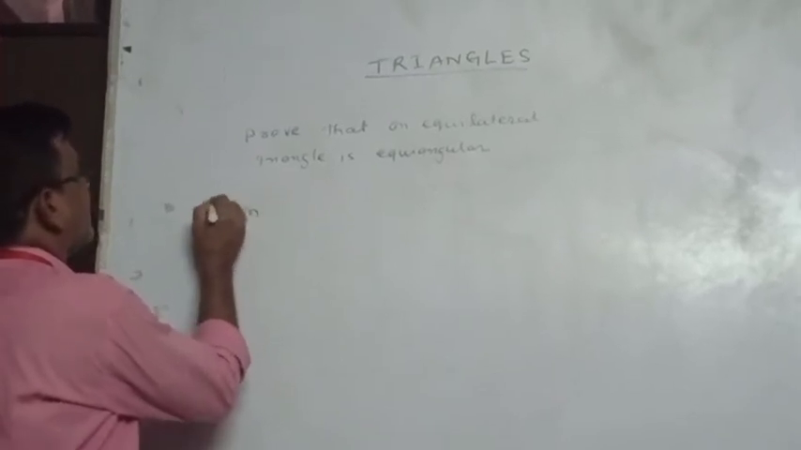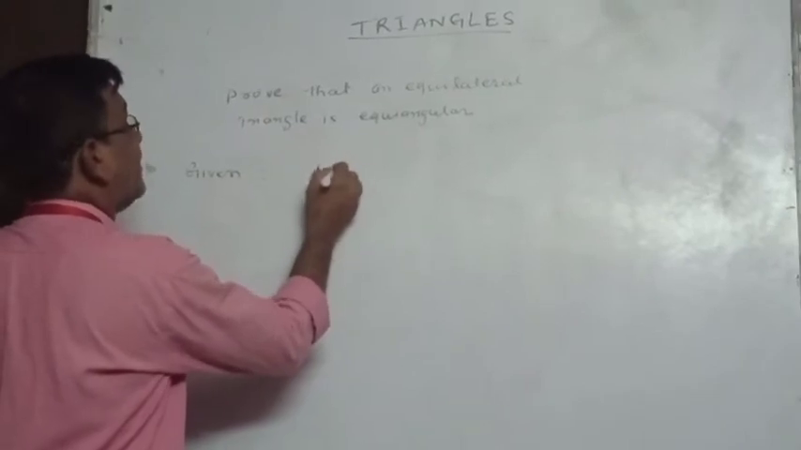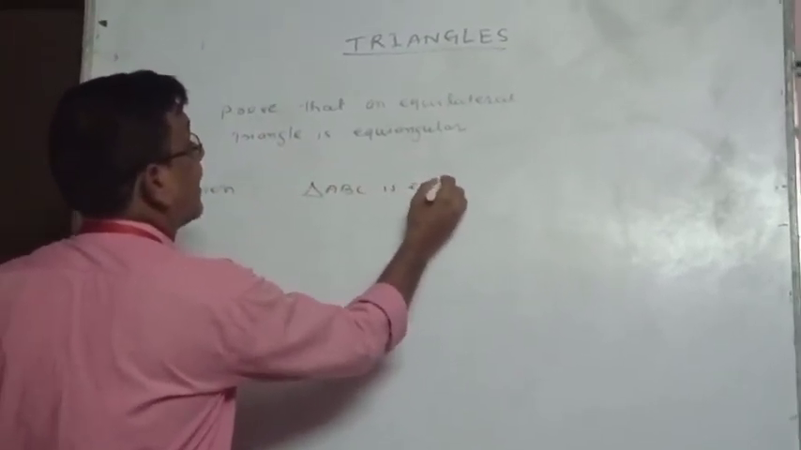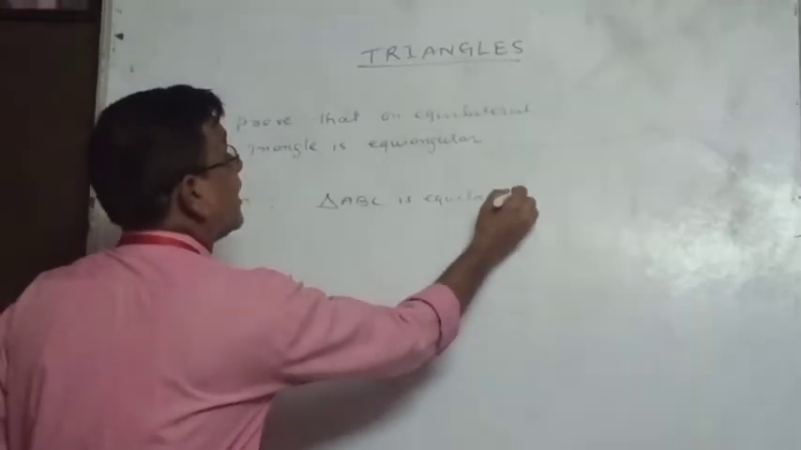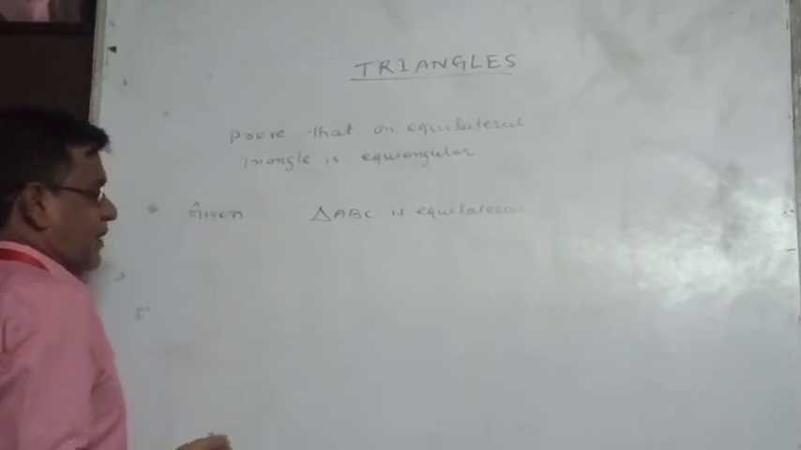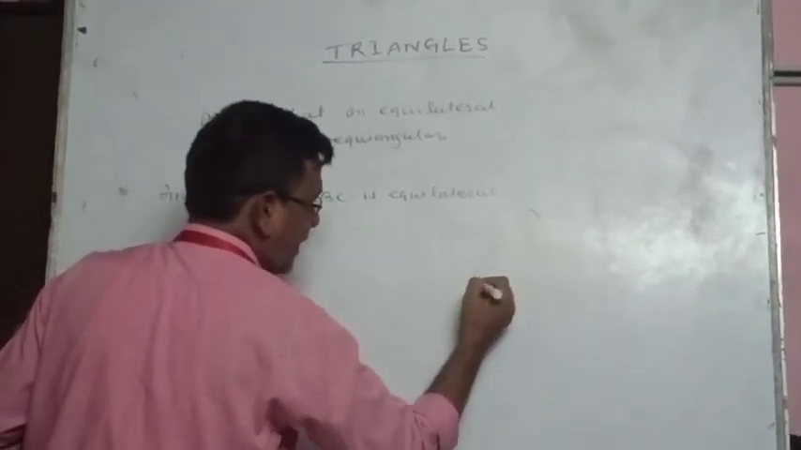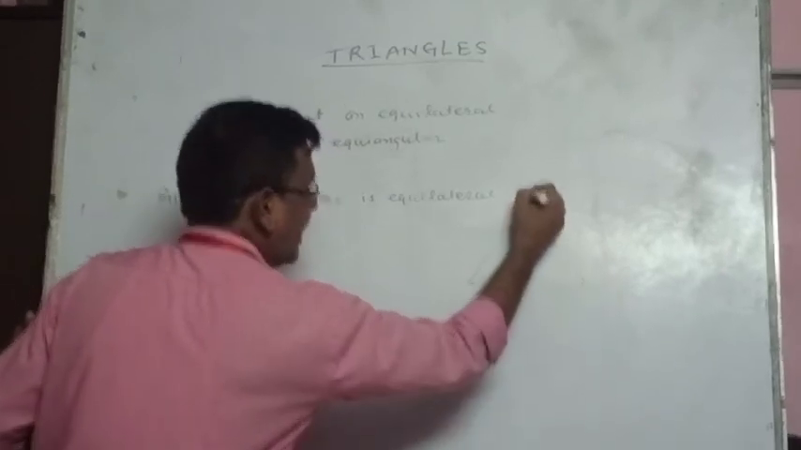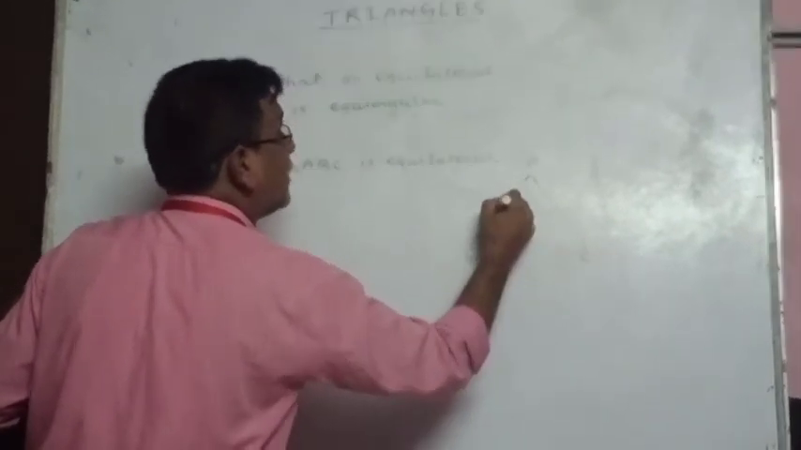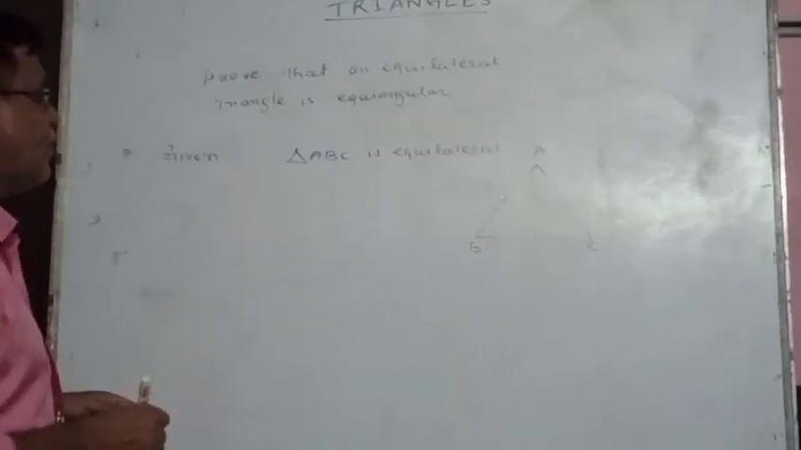What is given? Given, let triangle ABC be an equilateral triangle. It means you have to draw the equilateral triangle. Let it is equilateral triangle A, B, and it is C. All sides are equal. It is given to you.